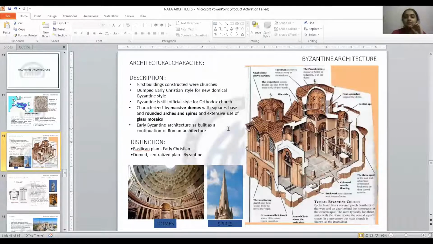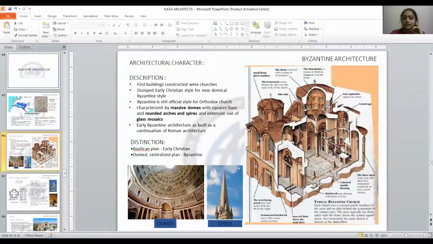So that is how the dome is. Using a massive dome, it created a very large space. As you can look in this picture, this is the dome. Look at the space, how big the volume is.